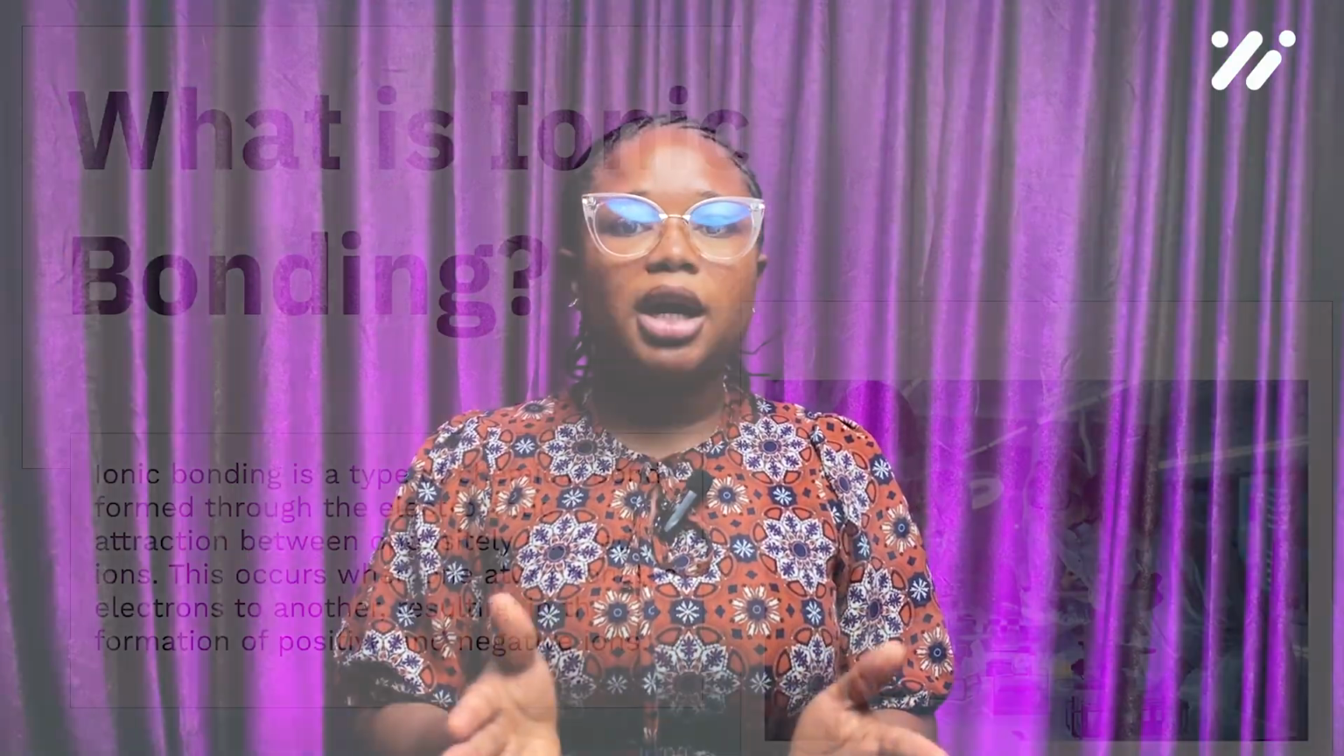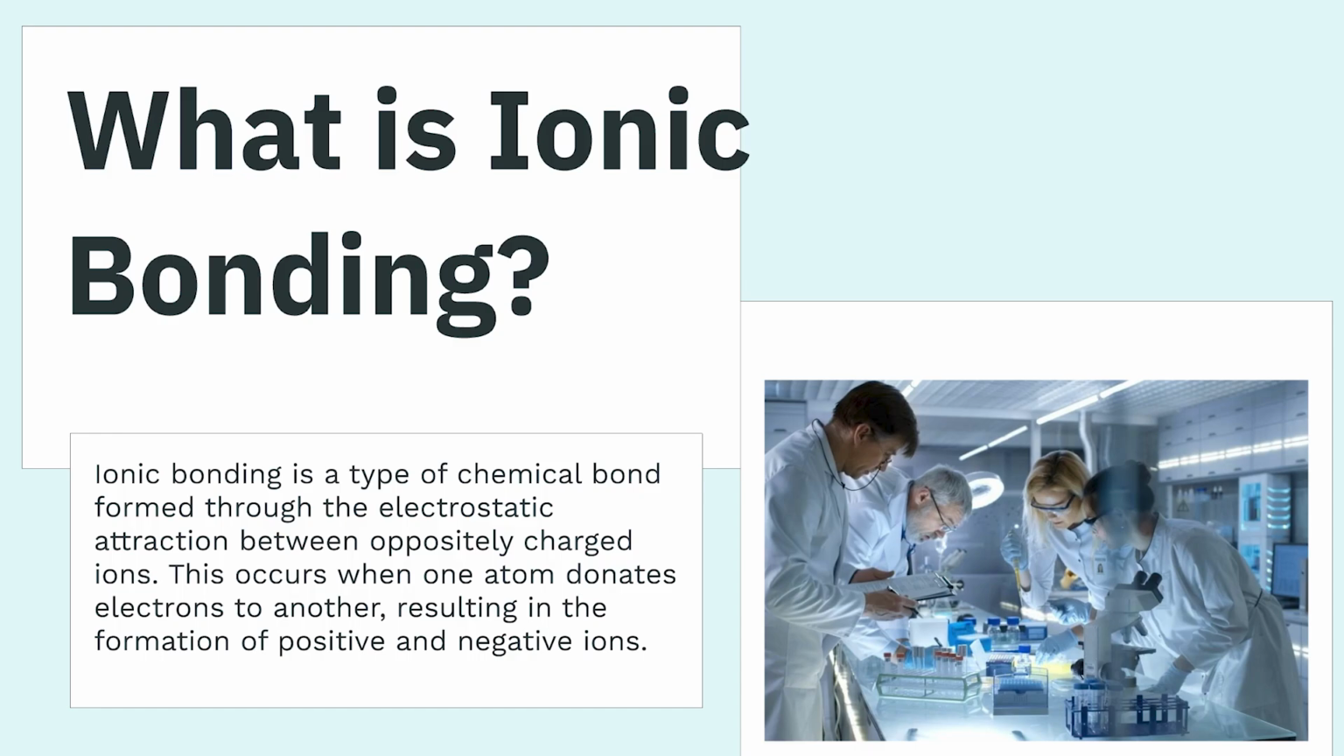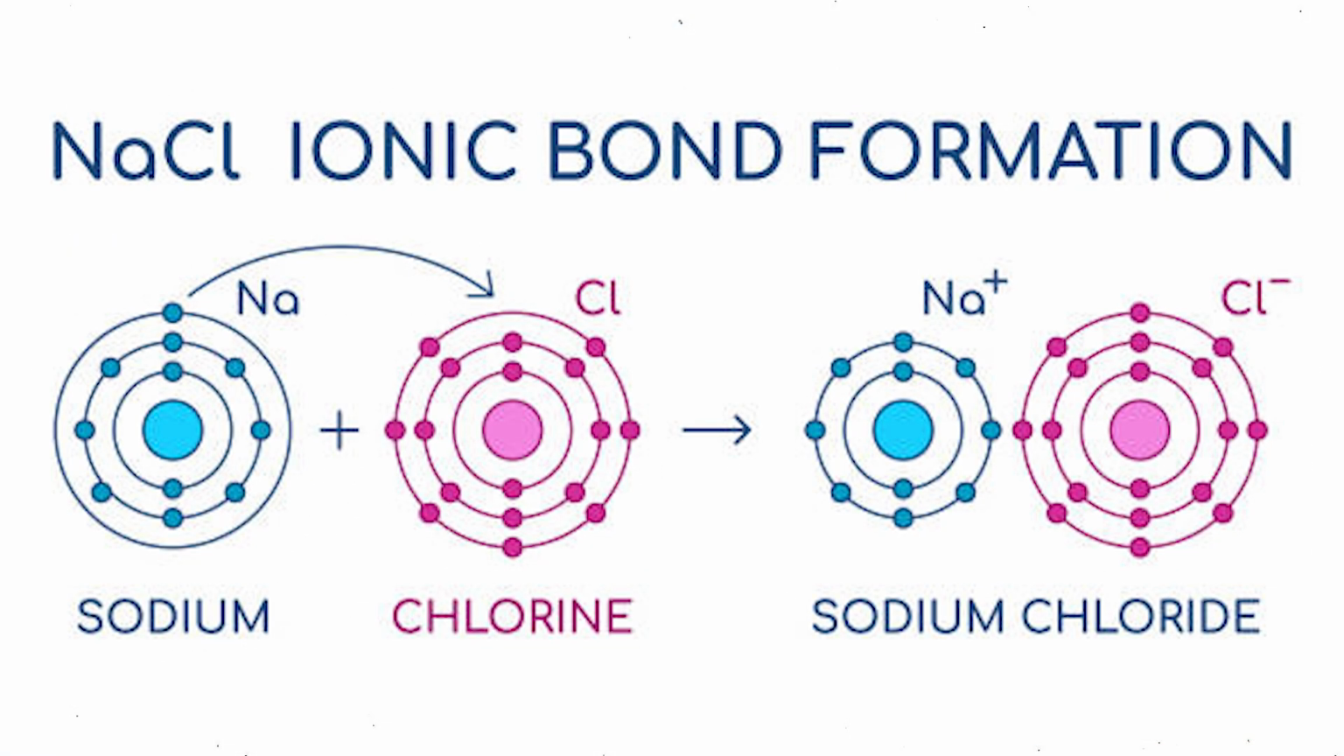So, what exactly is an ionic bond? It is a chemical bond formed when an atom transfers electrons to another atom, creating oppositely charged ions that are strongly attracted to each other. The atom that loses the electron becomes a positive ion, which is a cation, and the one that gains an electron becomes a negative ion, which is an anion. I talked about cations and anions in our previous videos. Now, let's break it down with an example.